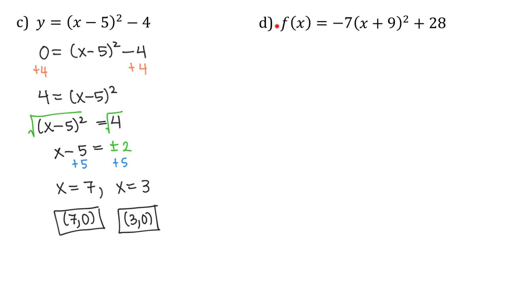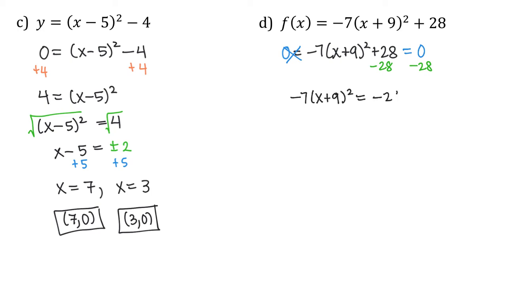Let's see. This one starts with f of x. Remember, f of x is just a different representation of y. So I'm going to go ahead and set it equal to 0. Now because it has this part squared and it's not in standard form, I'm going to use square root. There's nothing wrong with the way the equation's set up. Some people don't like the 0 on that side, so if you want, you can move the 0 to the other side because it doesn't make a difference. Either way, I want to get the squared part by itself, so I'm going to subtract the 28 on both sides.